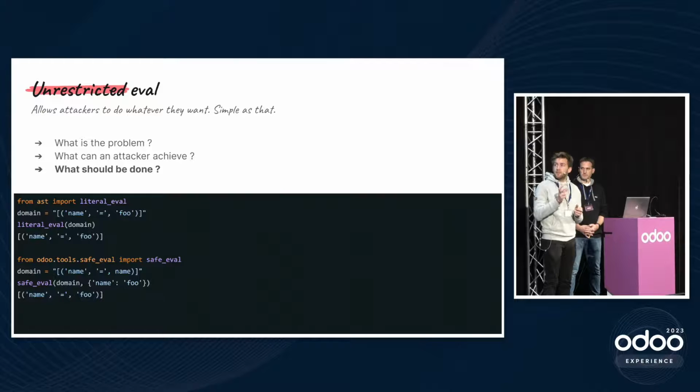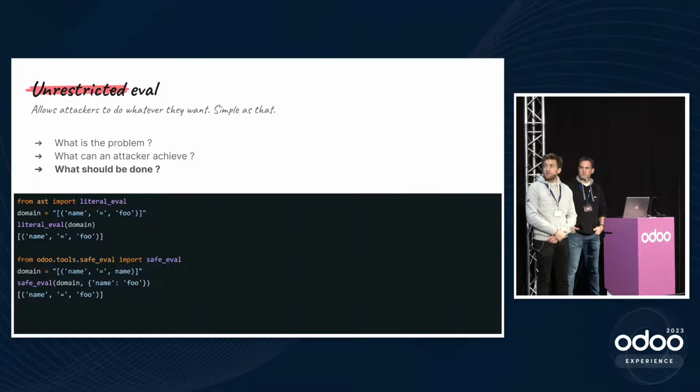In this case, it would only evaluate strings, lists, dictionaries, etc., but it won't be able to execute code at the end. And then the last step, if JSON and literal eval are not working, then you can switch to safe eval. And the differences are explained here.